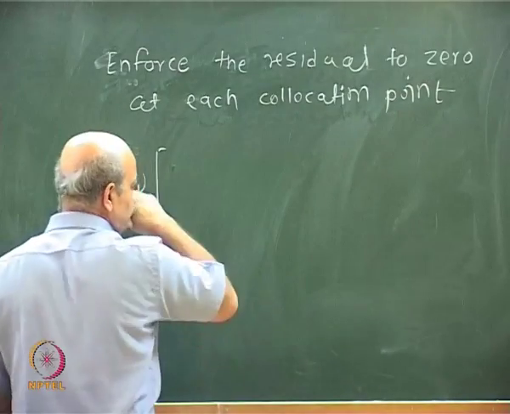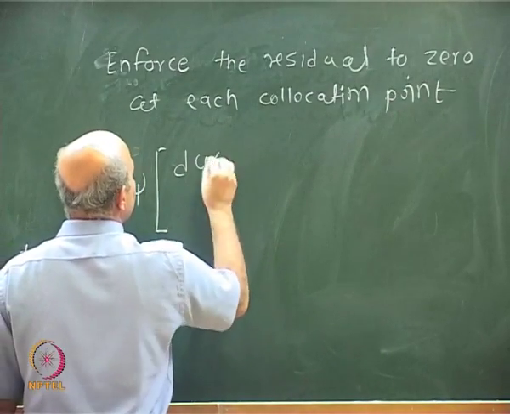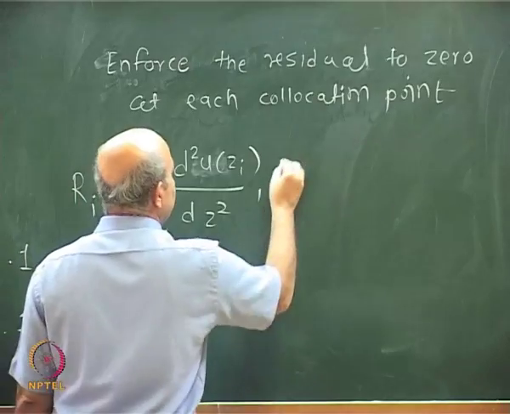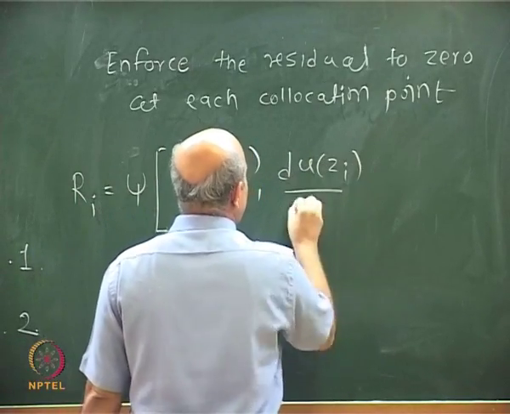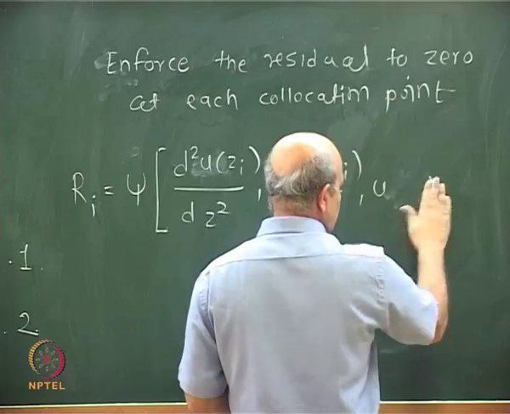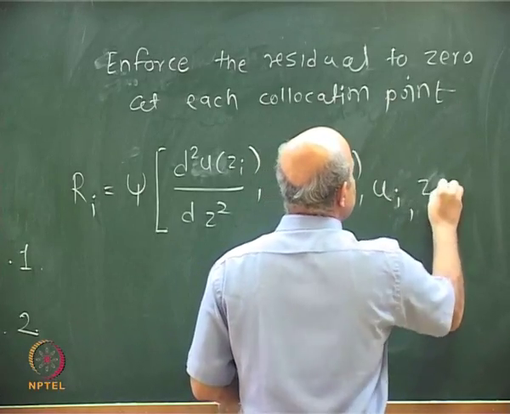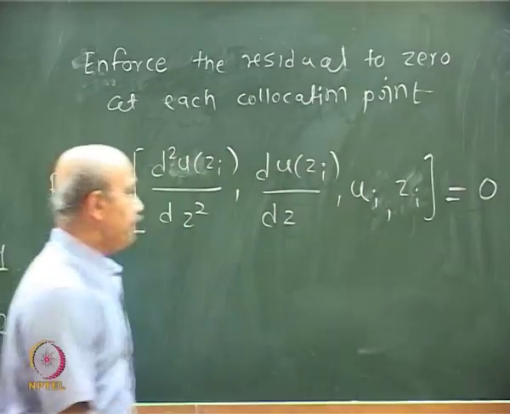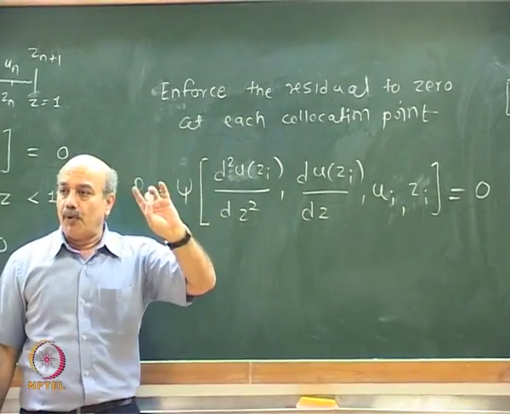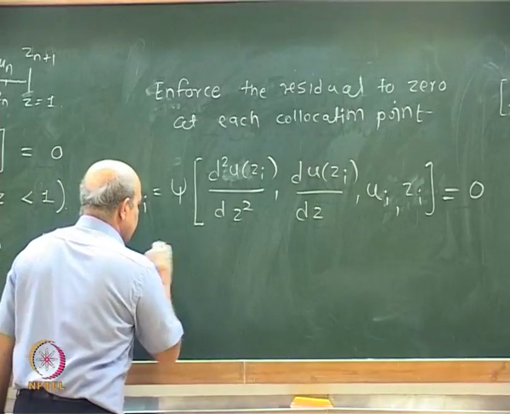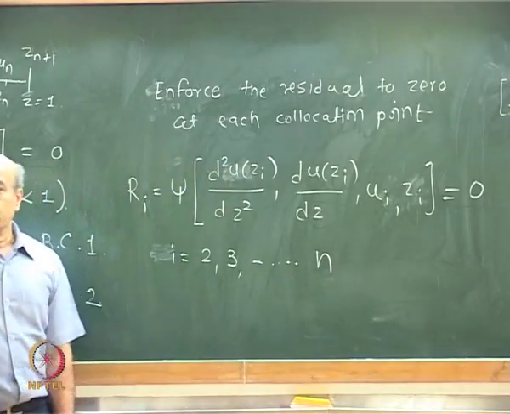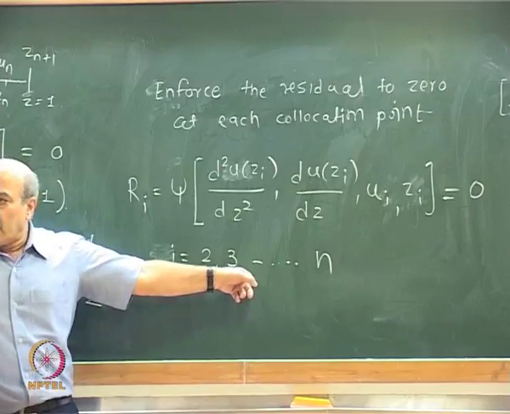Now, d2u by dz square, du by dz, u, or in our case, it is nothing but u(zi), should be equal to 0. This term I'm going to call the residual. I want this equation to hold at every grid point. Which are those grid points? For i equal to 2, 3, up to n. Okay, I want this to hold.